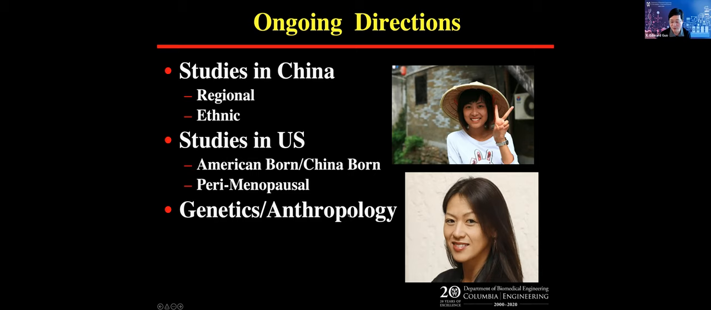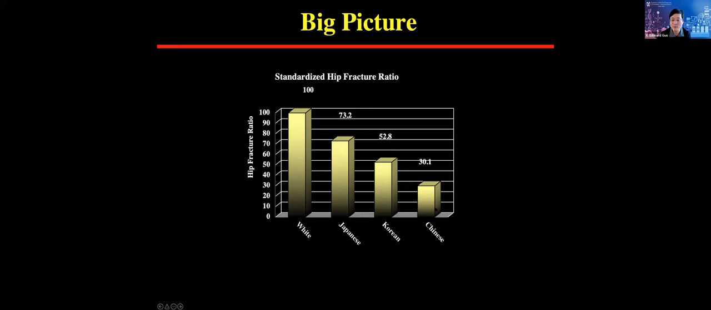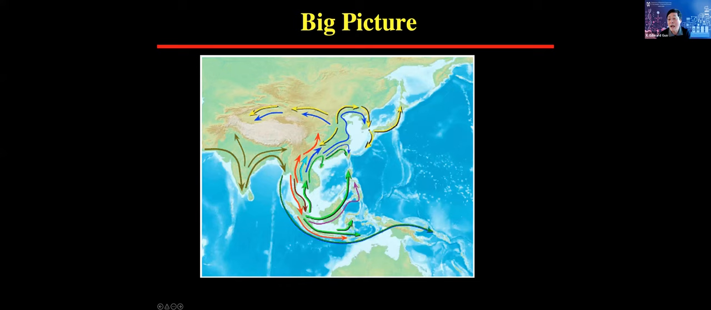I want to go back to this one, right? Whites have much higher risk than Chinese, but the interesting thing is the Korean and Japanese distribution here, right? And then now we know where everybody comes from. We all come from Africa. All the Asians actually come from Africa, right? And then there were several migrations. The yellow one is a little earlier. It's about 20,000 years ago.